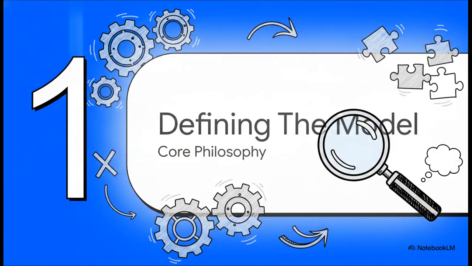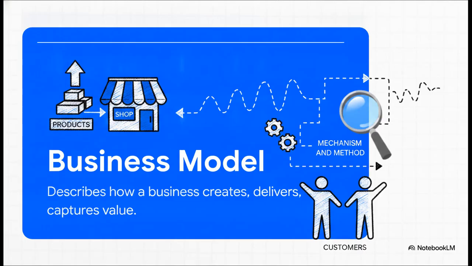Section 1, defining the business model. Before we get to the canvas itself, we really need to strip away all those industry buzzwords and just lay a solid foundation. At its absolute simplest, a business model is literally just the way that a company sells products to its customers. It describes the exact mechanism, the method, a business relies on to get an offering out of their hands and into the hands of the end users.